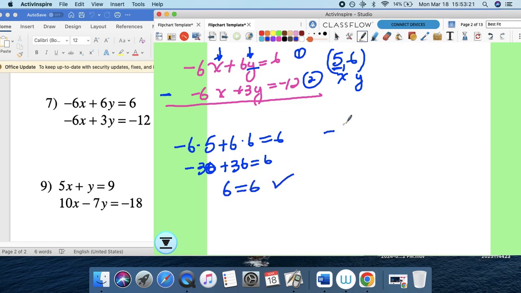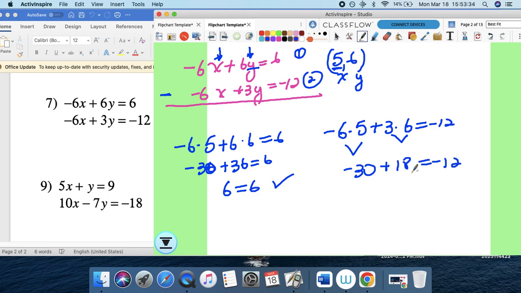Equation 2, negative 6 times 5 plus 3 times 6 equals negative 12. Let's see. Negative 6 times 5 is negative 30. 3 times 6 is 18. Does that equal negative 12? Yes, it does. So the left side equals the right side. So again, the point (5, 6) exists on both lines.